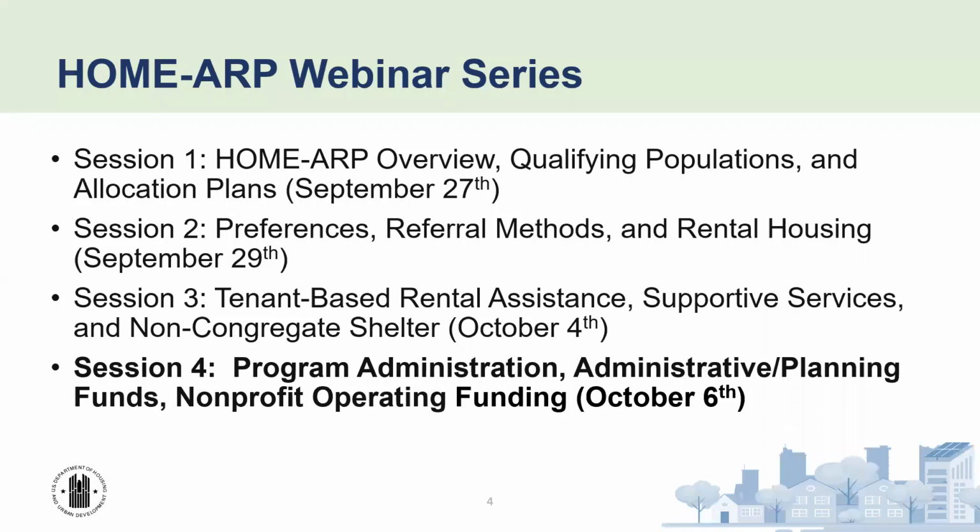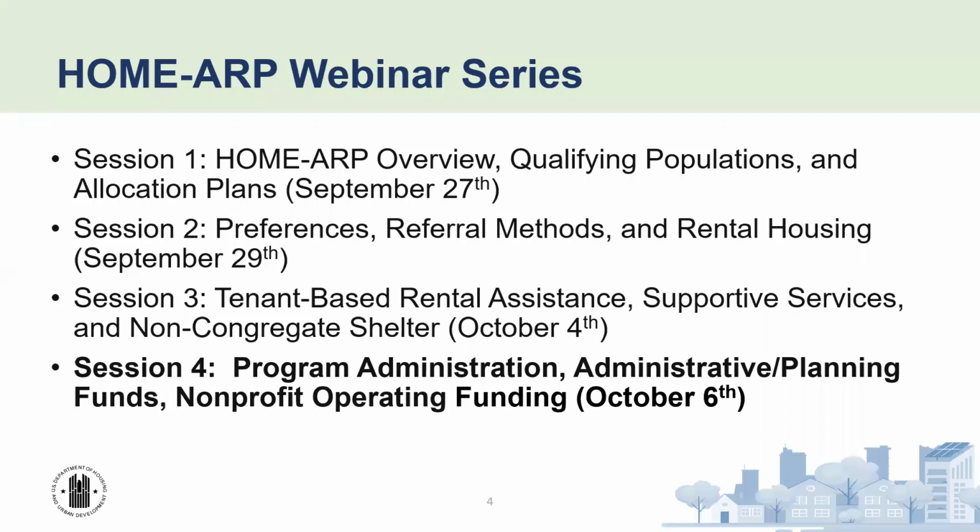The first 3 sessions of this 4-part webinar series focused on an overview of HOME-ARP, the allocation plan PJs are required to submit to receive their HOME-ARP grants, the qualifying populations and preferences, and the 4 eligible activity types under HOME-ARP, including rental housing, tenant-based rental assistance, supportive services, and the acquisition and development of non-congregate shelter.